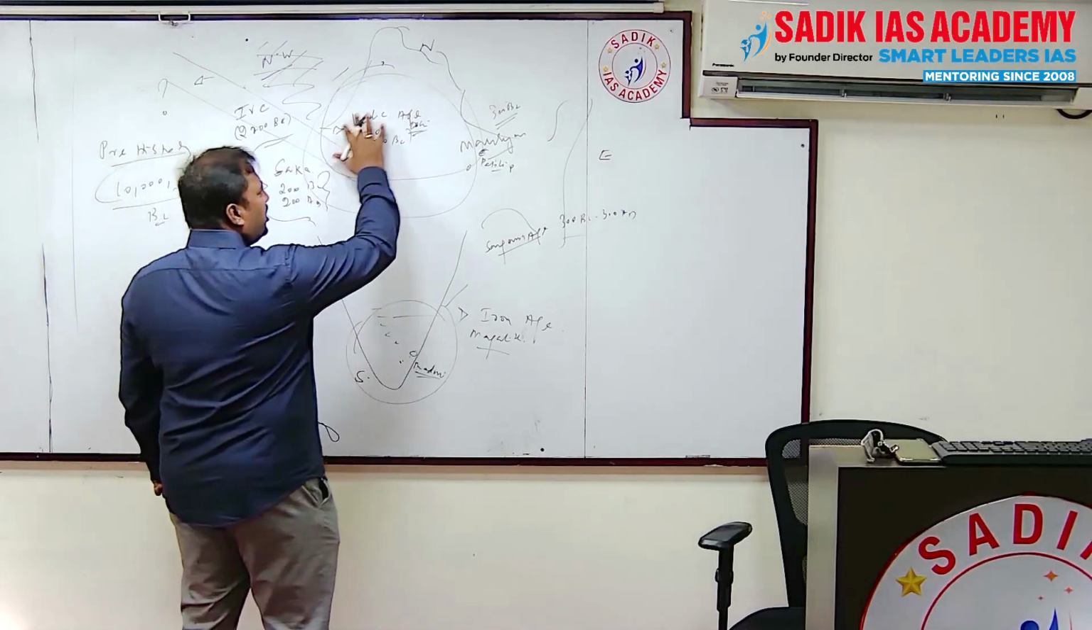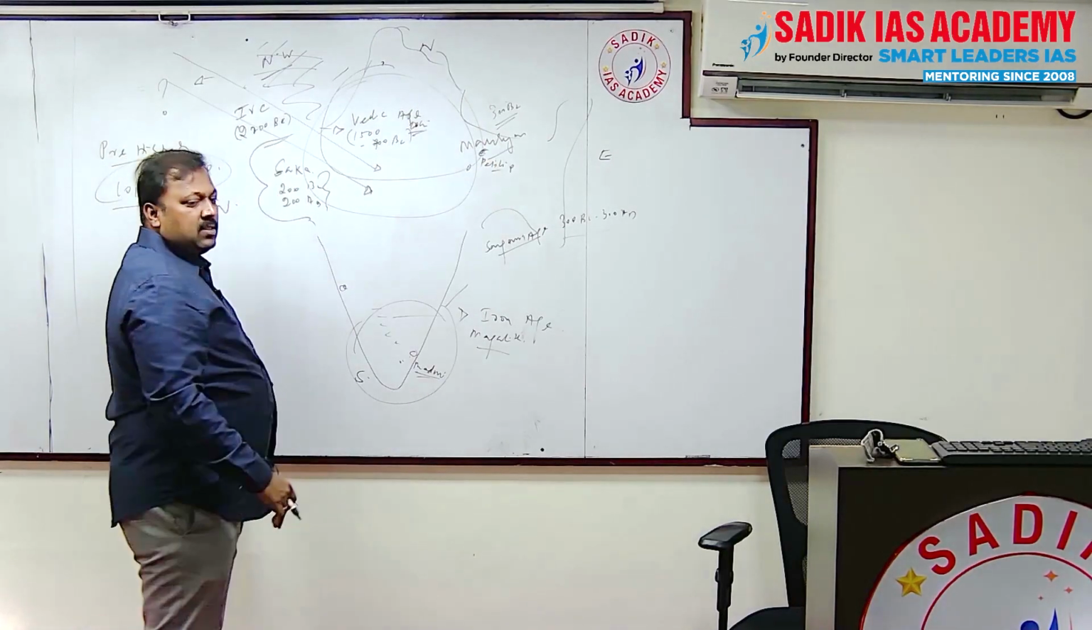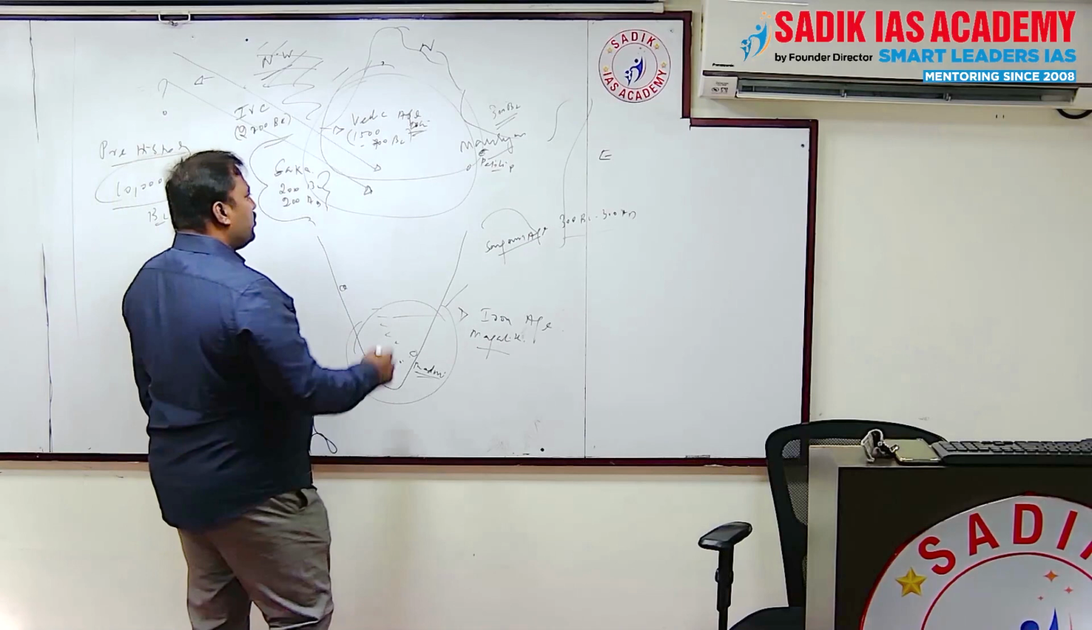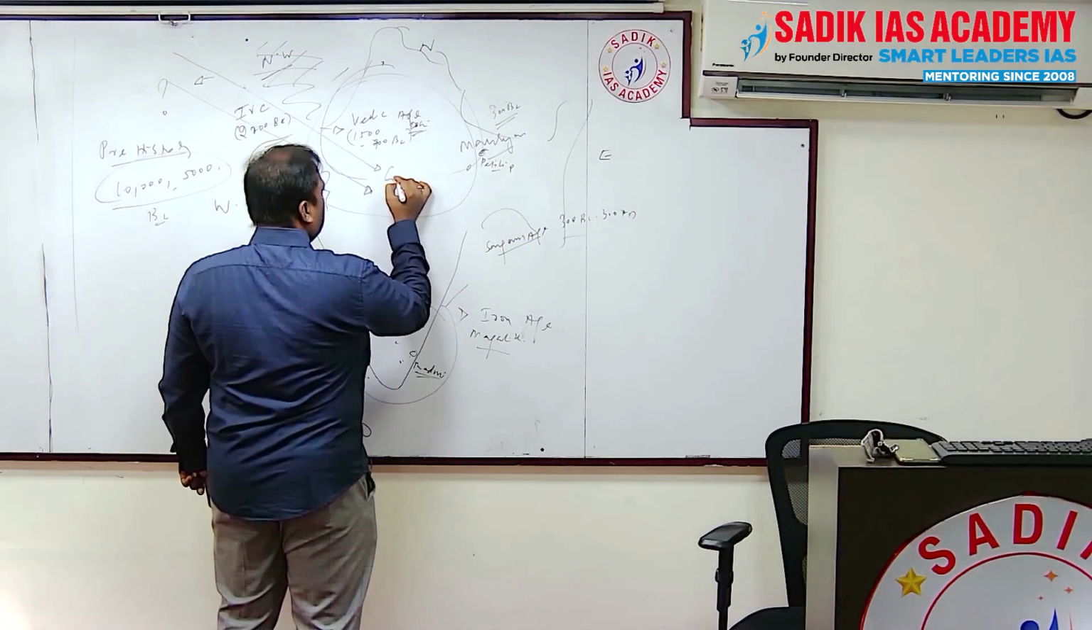Then, after the Sakas, what happened? Again, consolidation happened in the whole part of northern India. The consolidation is a result of the rule of the Guptas. We have somebody who is called Guptas.